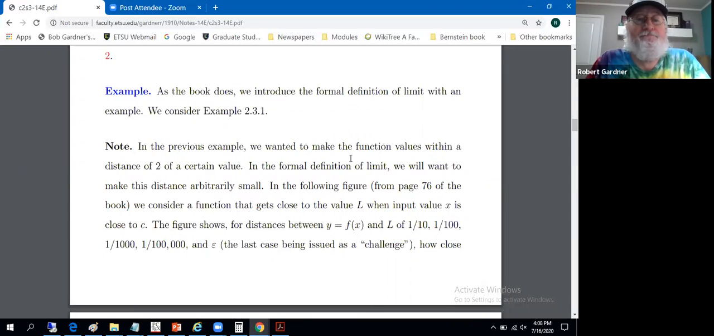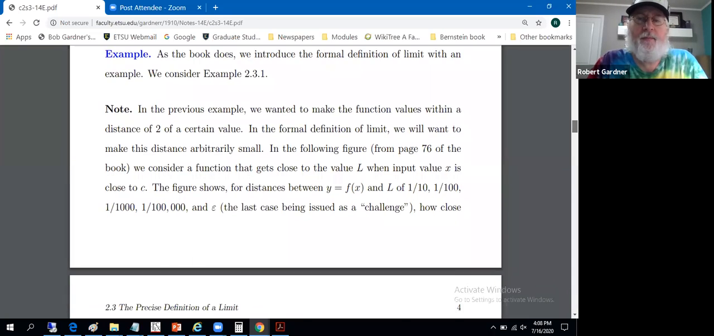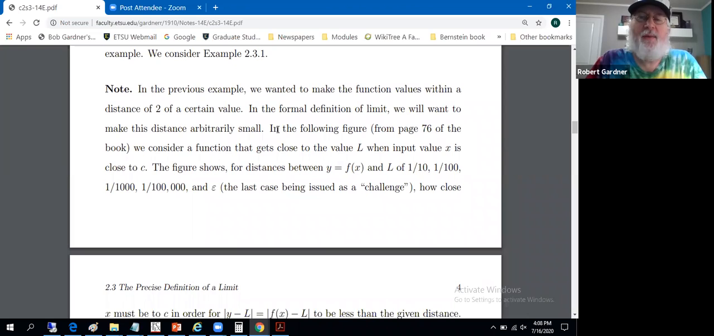Okay. The idea was to get function values close to limit values. That won't work for all x values, but if the limit exists and is what it's claimed to be, it'll work for certain x values if they're close enough to the appropriate input value. In the formal definition of limit, we'll want to make this distance between function values and limit values arbitrarily small. We made it 2 in that previous example. Well, we'll want something smaller than 2.